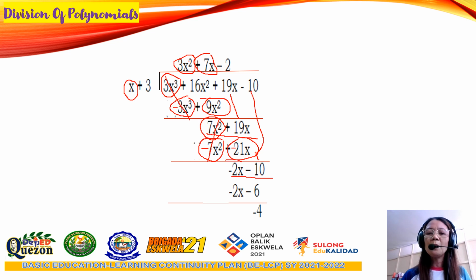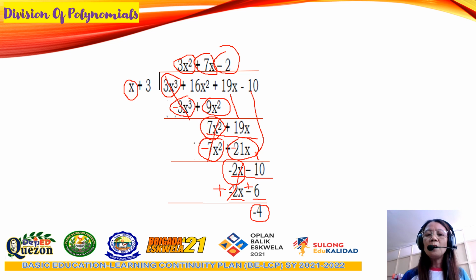Ito lang uli muna ang ipandi-divide natin. Negative 2x divided by x is equal to negative 2. Ayan. Then, negative 2 times x is negative 2x. Then, negative 2 times 3 is negative 6. Okay. Then, change again the sign of the subtrahend. Magiging positive na itong positive. Magiging positive na rin itong positive. Negative 2x plus 2x is 0. Negative 10 plus 6 is equal to negative 4.